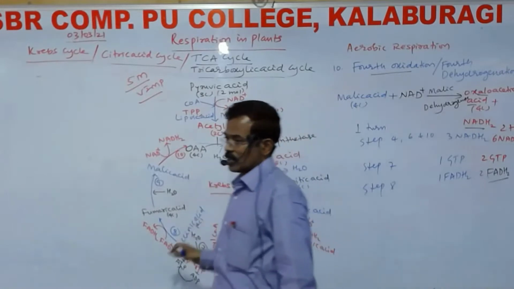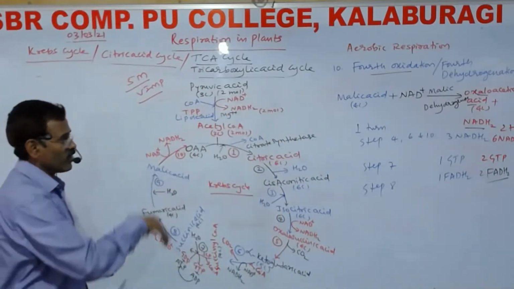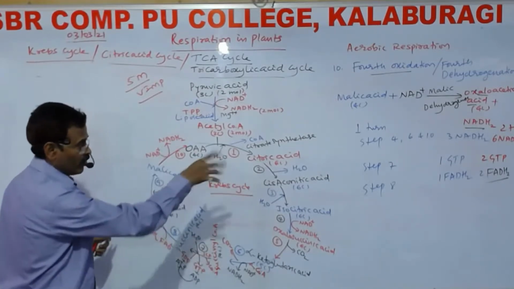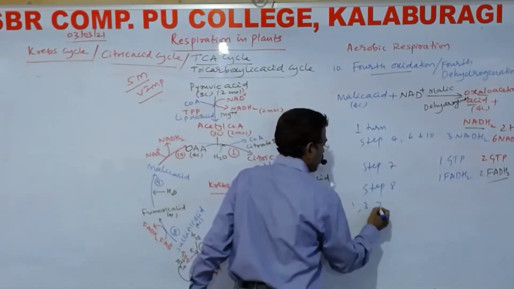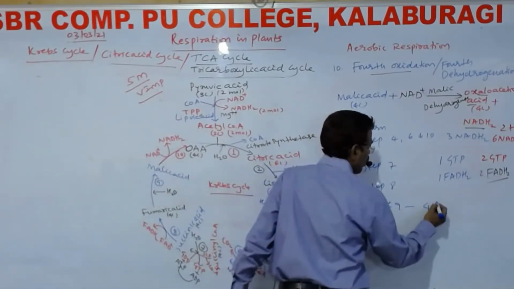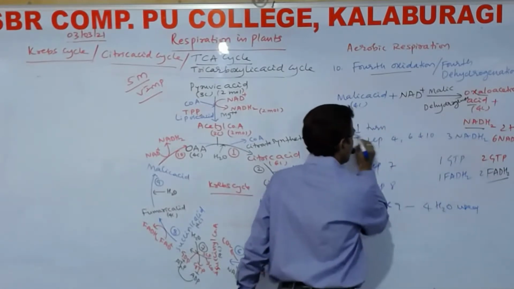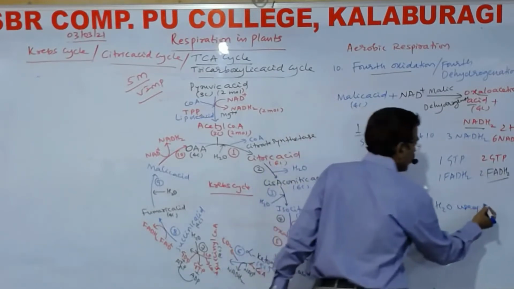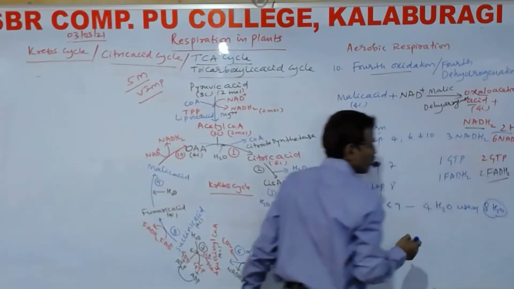This you have to remember, 2 turns to complete one Krebs cycle. Summary I will discuss afterwards. Just before I wrap this up, that's why I told step number 1, 3, 7, and 9. Total 4 water molecules are used in one turn. After 2 turns, how many water molecules will be used? 8 water molecules will be used. Remember, after 2 turns.